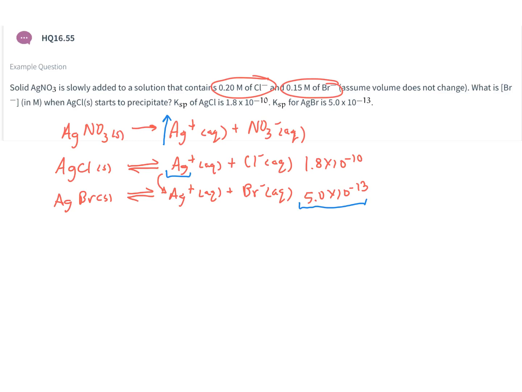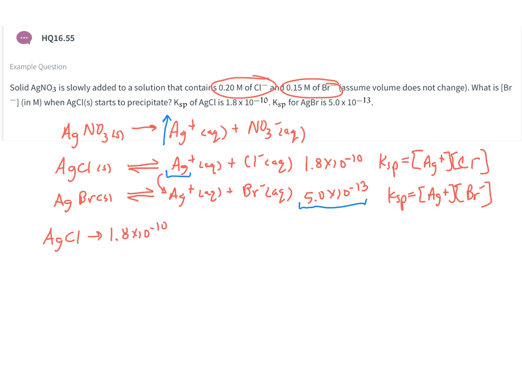So the KSP expressions for both of these are pretty straightforward. The concentration of silver times the concentration of chloride, and the concentration of silver times the concentration of bromide. So step one, we want to find how much silver I have to add to cause the precipitation of silver chloride. I know the KSP for silver chloride is 1.8 times 10 to the minus 10. How much silver needs to be there when I have 0.2 molar chloride?